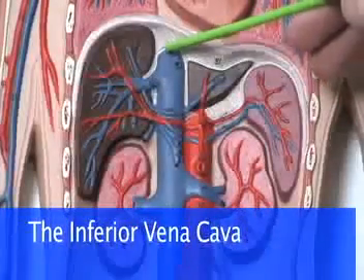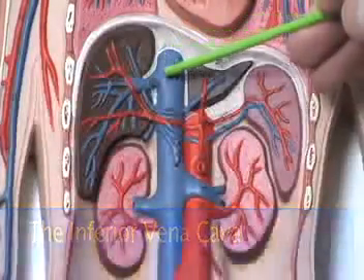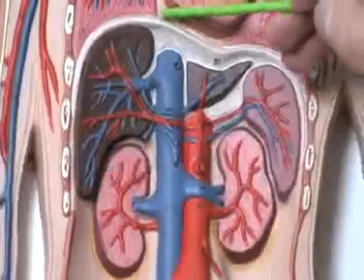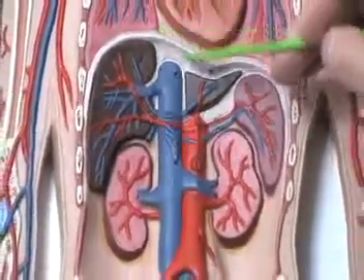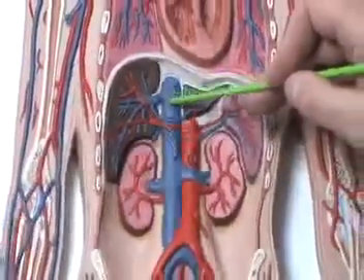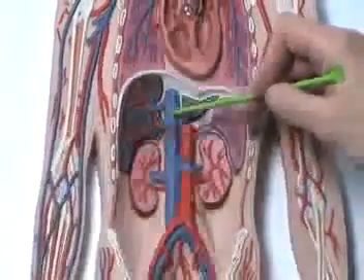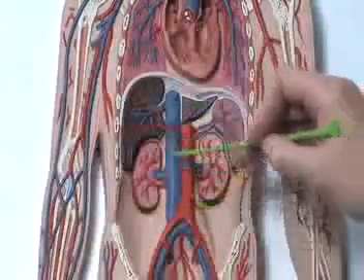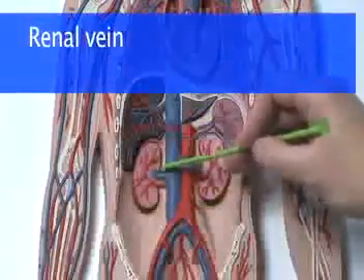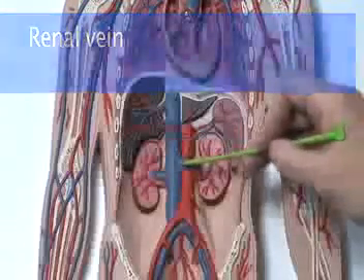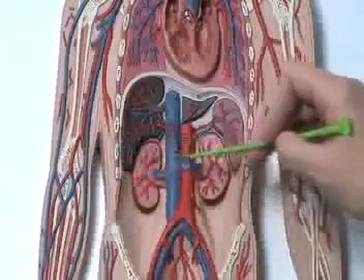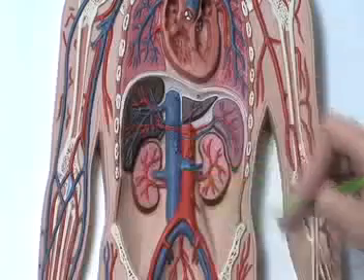The inferior vena cava we can see below or inferior to the diaphragm. We don't really see it coming up into the right atrium above the diaphragm, but draining into the inferior vena cava, we can see the renal veins draining the blood from the kidneys. So there's the right renal vein and there's the left renal vein.